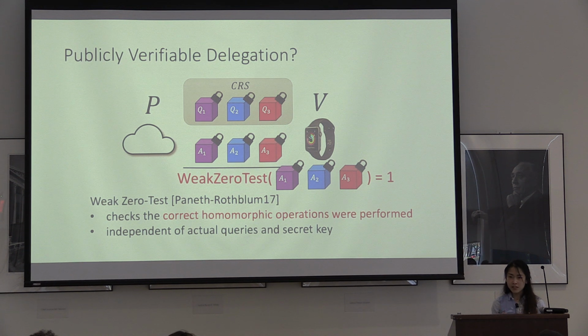The weak zero test instead will intuitively be checking that the correct homomorphic operations were performed, and we'll see the actual form of the zero test later. It'll be clear that it's doing this in a way that's independent of the queries and the secret key. So we can't have a weak zero test with semantic security. So altogether, now using the weak zero test, the verifier can verify, and we do have completeness for our scheme.